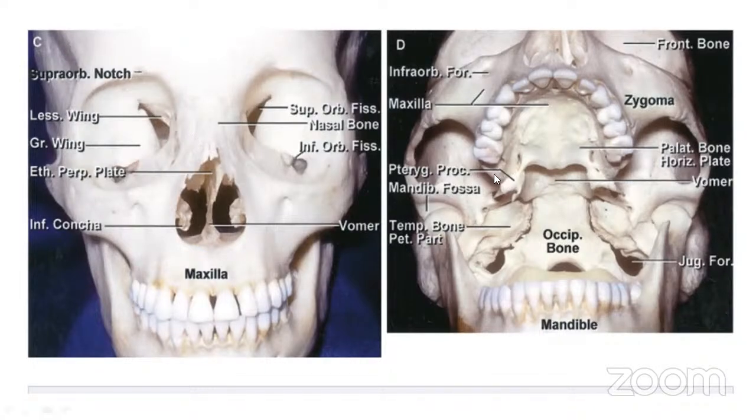In the nasal cavity, as we look from the inferior side, the ethmoid forms the posterior part of the nasal septum, and the vomer further forms part of the nasal septum.